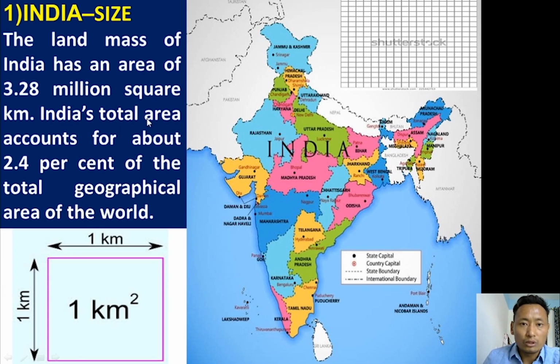In the world, India contributes a land area of only 2.4 percent of the total geographic area of the world. That is, in terms of percentage, India contributes only 2.4 percent of the geographic area.